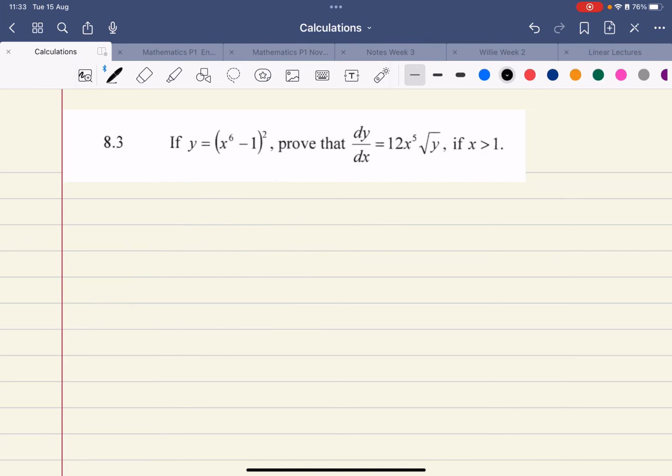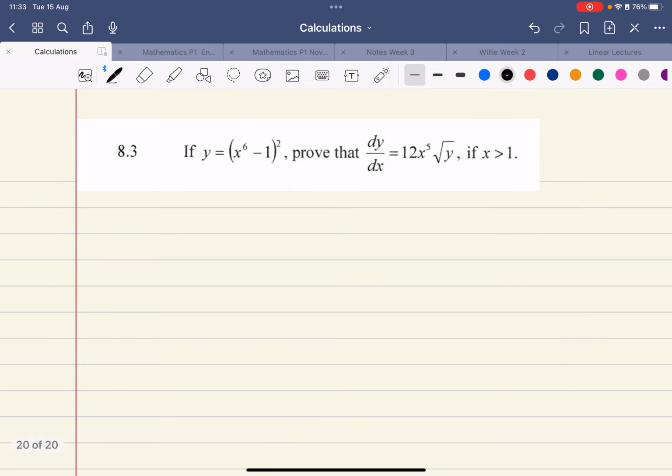Question 8.3. If y equals (x to the power of 6 minus 1) all to the power of 2, prove that dy/dx, so the derivative of y, equals 12x to the power of 5 root y, if x is bigger than 1. Alright, so very strange. Where does this y come from? If we're finding the derivative of y in terms of x, how do we now suddenly have x and y in our answer? Well, if we can't see it immediately, that's fine.